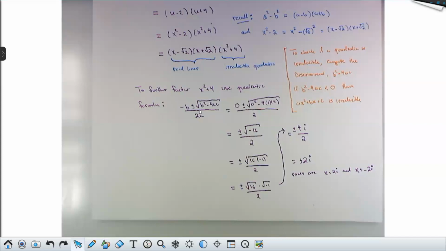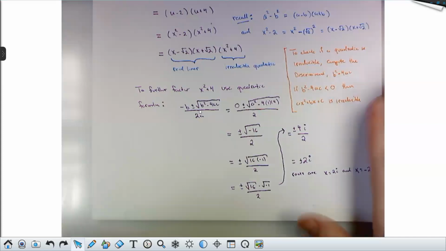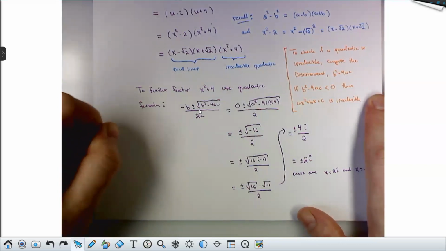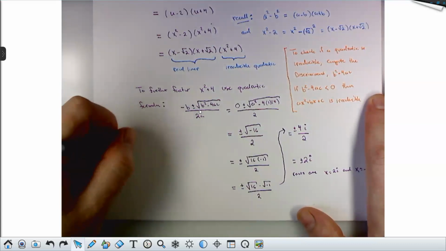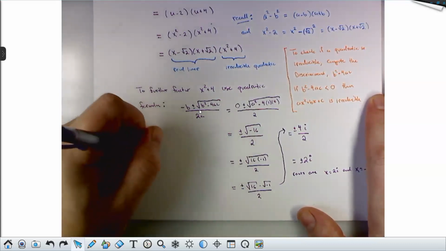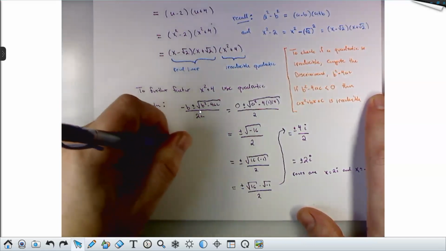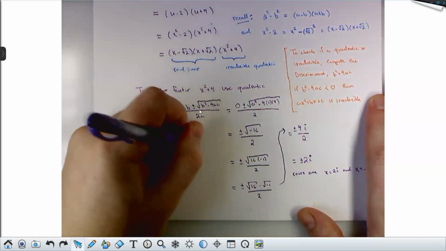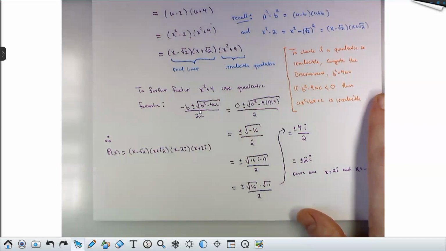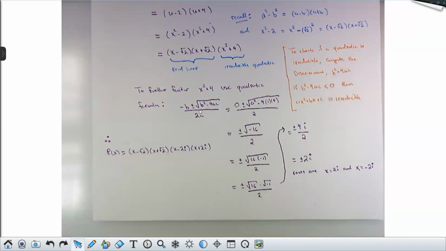So now if I want to finish factoring p of x, I would say therefore p of x is equal to x minus the square root of 2 times x plus the square root of 2 times x minus 2i times x plus 2i. And these are all the factors. This is fully factored over the complex numbers.